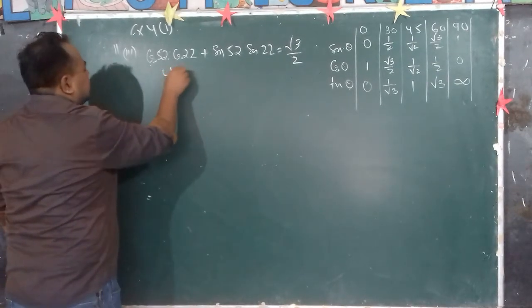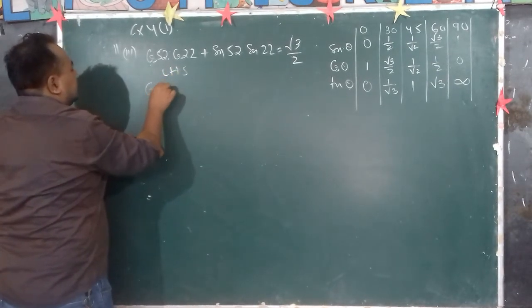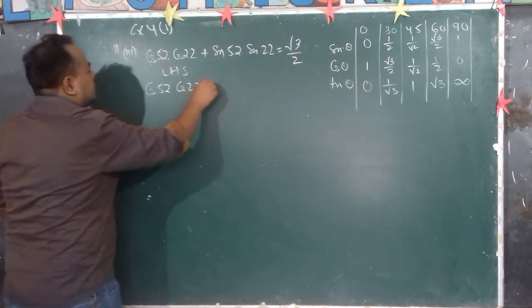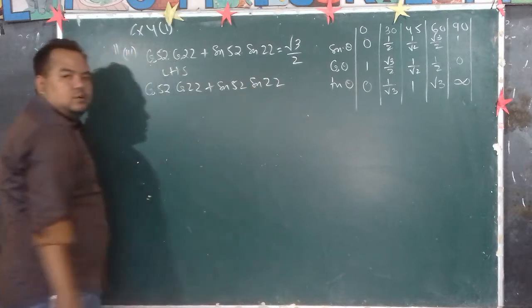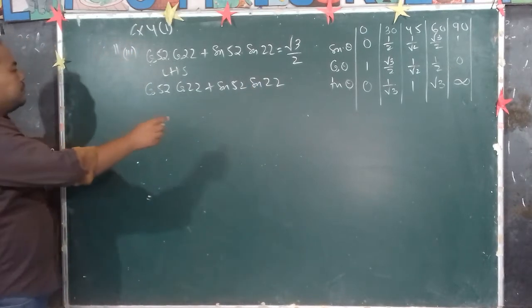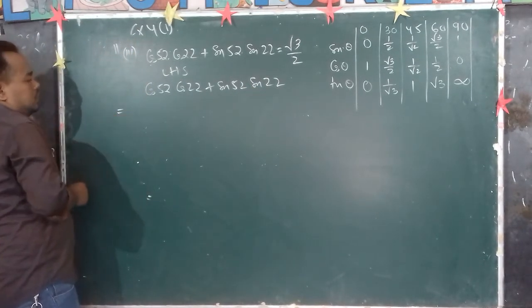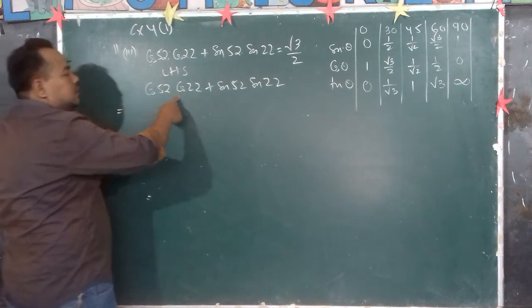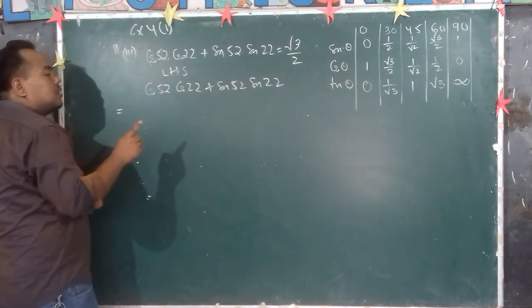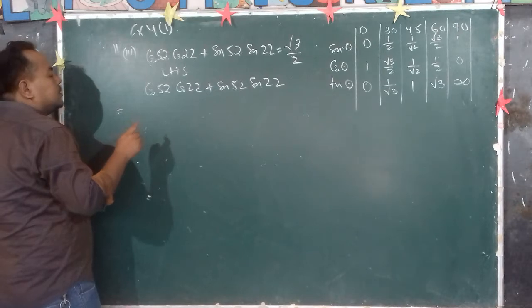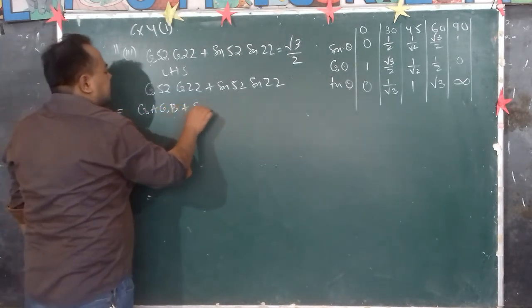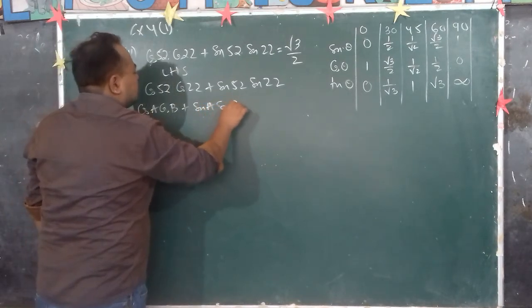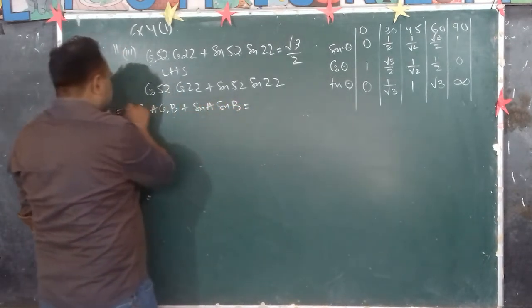So you start off by writing LHS. So what is given in the left hand side? Cos 52, cos 22 plus sin 52 and sin 22. Now look at the ratios properly. Do you see an alternate or no alternate? Cos is followed by cos, sin is followed by sin. So there is no alternate. So no alternate means the formula will be in terms of cos. So which formula am I talking about? Cos A cos B plus sin A sin B. When there is no alternate, the formula will be in terms of cos.